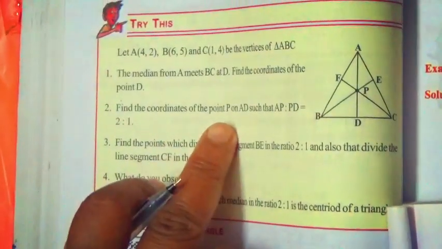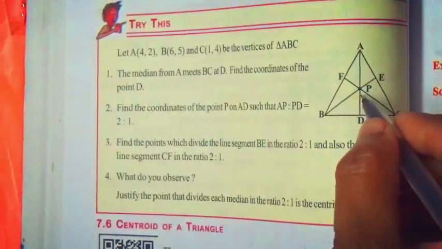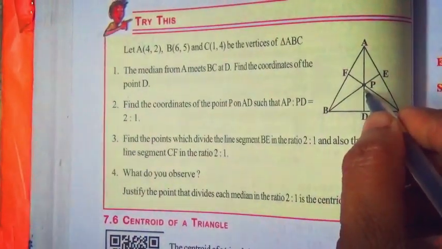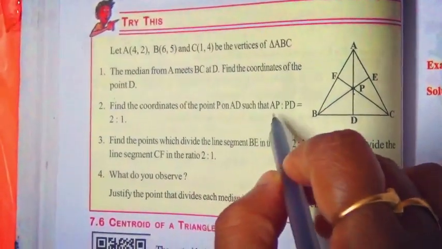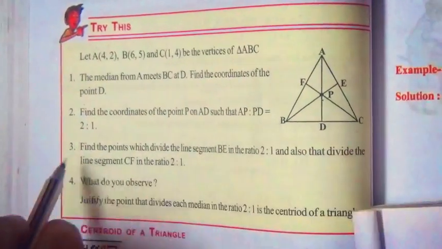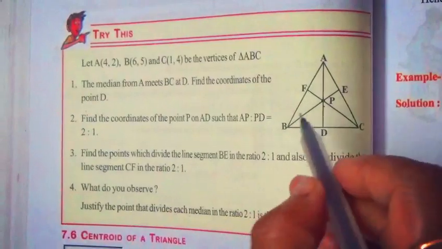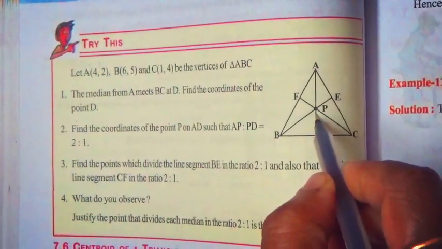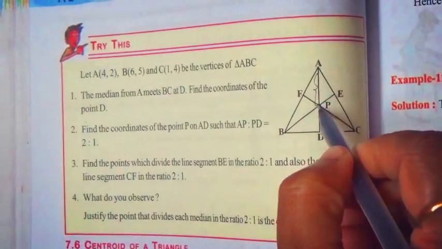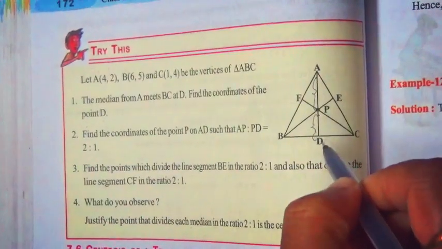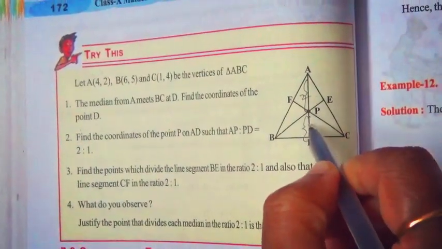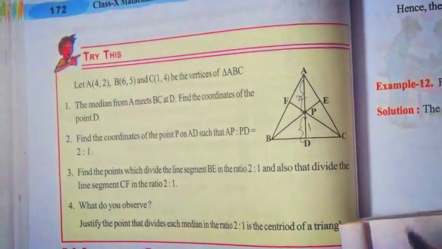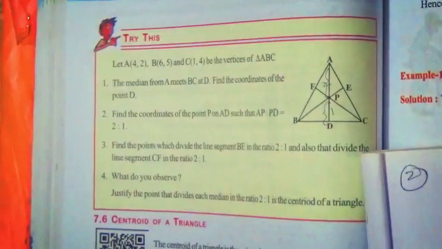So now we enter the second part of this one. Find the coordinates of the point P on AD, such that AP to AD is in the ratio of 2 to 1. We have to find out this P. So AP and PD are in the ratio of 2 to 1. We have to use the section formula.